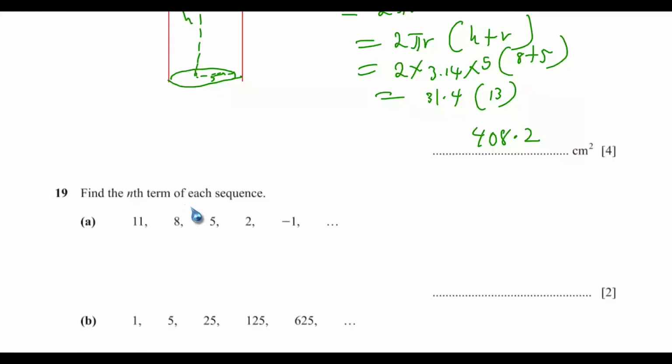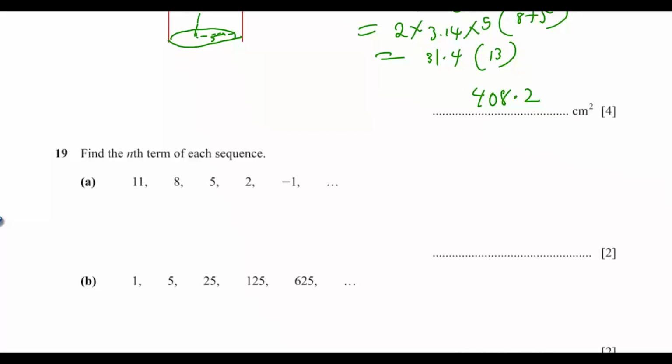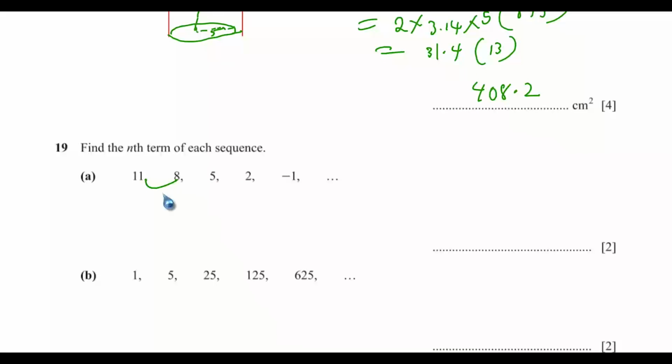Question 19a, find the nth term of the sequence. So the nth term of the sequence, let's see, this is minus 3, minus 3, minus 3. So the term to term rule is subtract 3. So you can say the nth term is minus 3n. If you try to generate some terms with this nth term, we'll get minus 3, then minus 6, minus 9, minus 12, and so on and so forth.